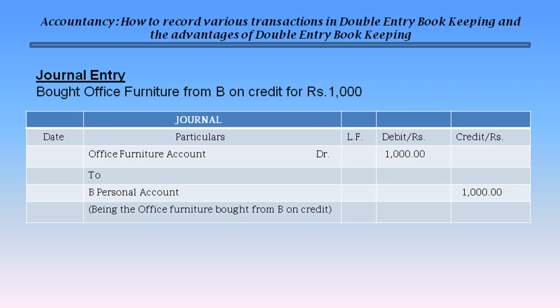Journal entry for bought office furniture from B on credit for rupees 1000 is office furniture account debit 1000 rupees to B's personal account credit 1000 rupees. Narration being the office furniture bought from B on credit.